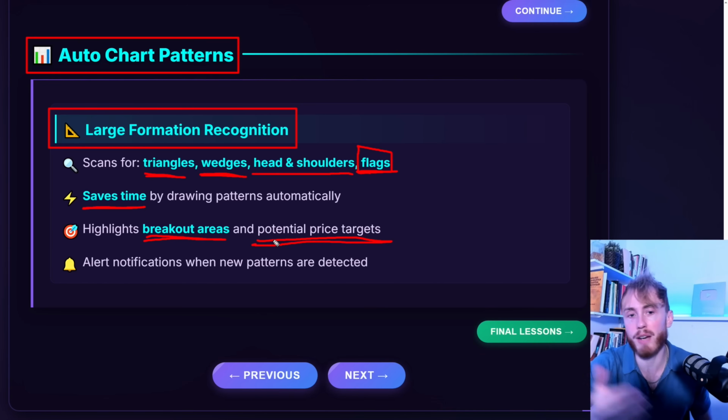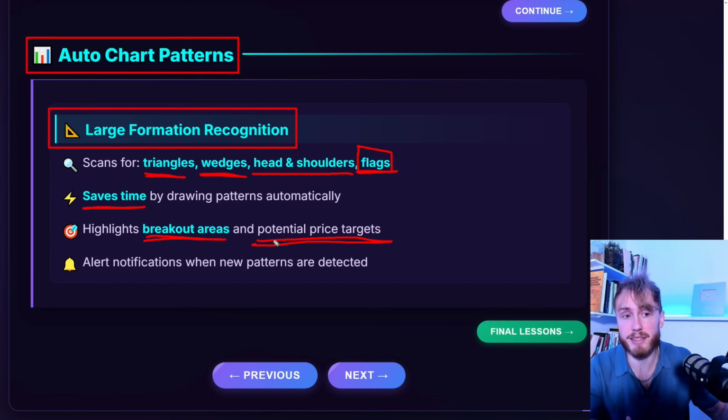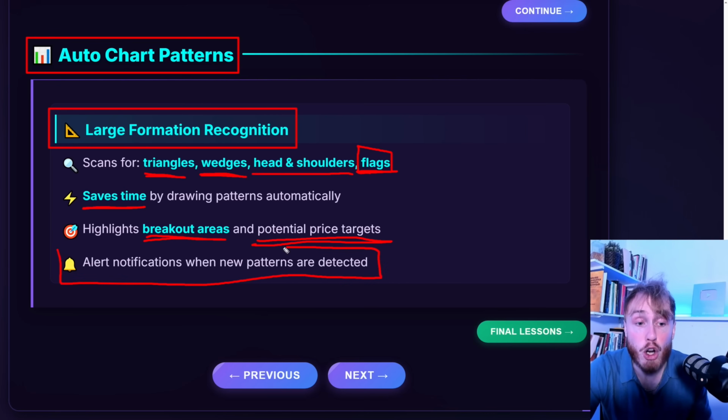Of course, you don't have to follow the automatic targets. You don't have to follow the automatic patterns either. But this tool can be used, as I said, to find the patterns automatically. But you can also use this tool to see if it finds the same patterns you are finding, and so on and so on. Last but not least, you can create alert notifications when new patterns are detected.